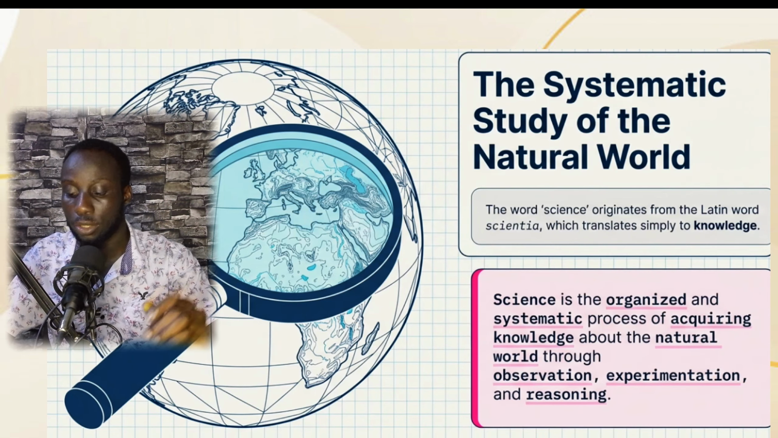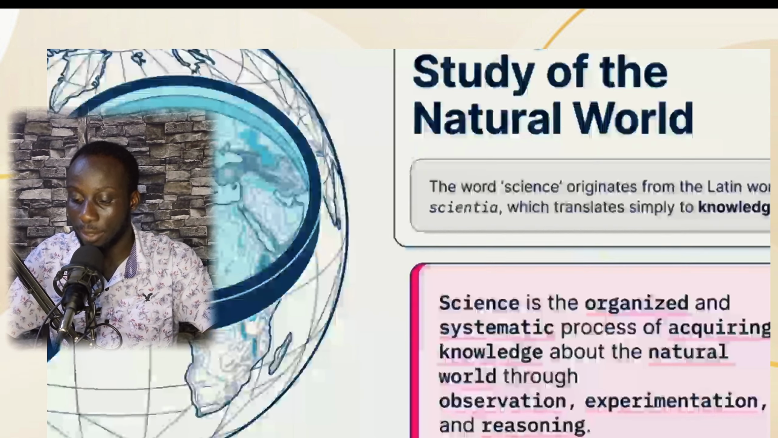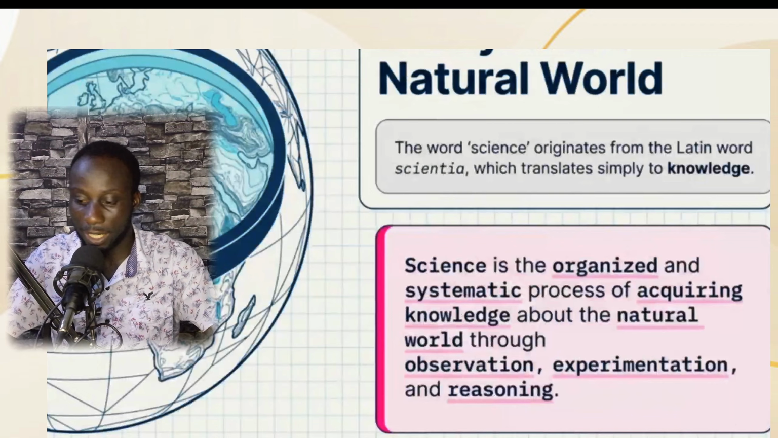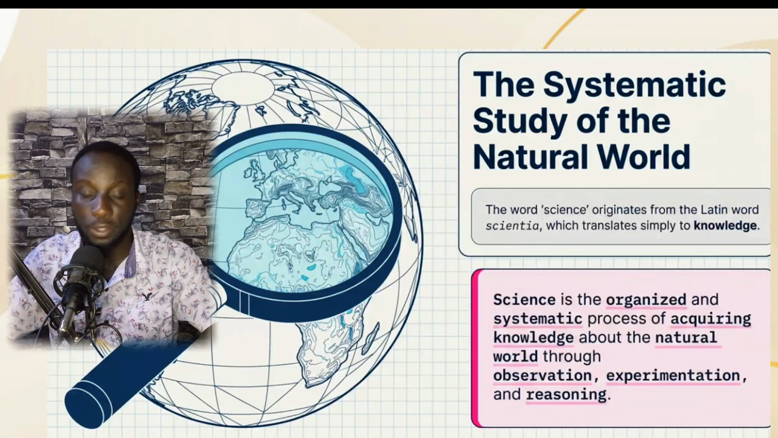So it consists of a whole lot of processes for you to go through in order to arrive at the answer. The first thing you look at is the systematic. It should be organized and then systematic. Then in acquiring the knowledge of this natural world, you first of all observe, you experiment, then you reason. These are the things you are supposed to look out for when you are studying science.